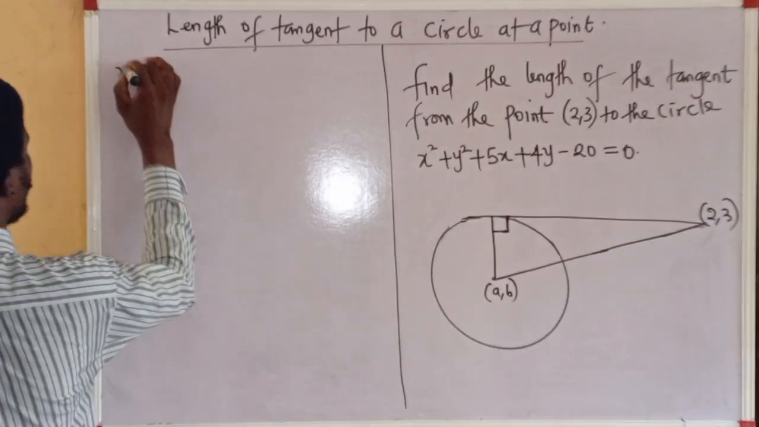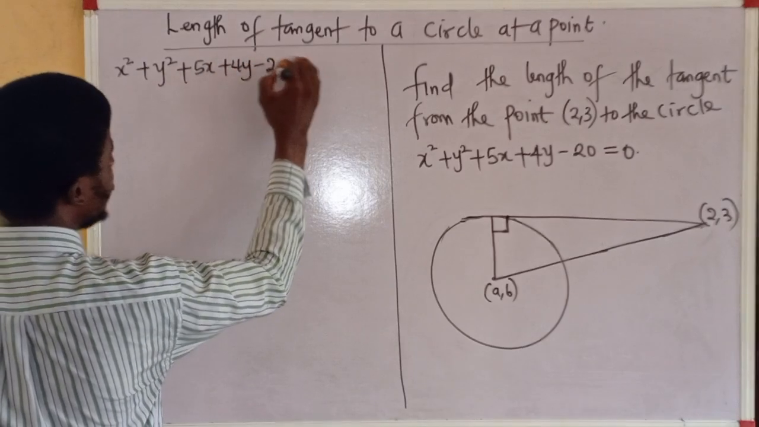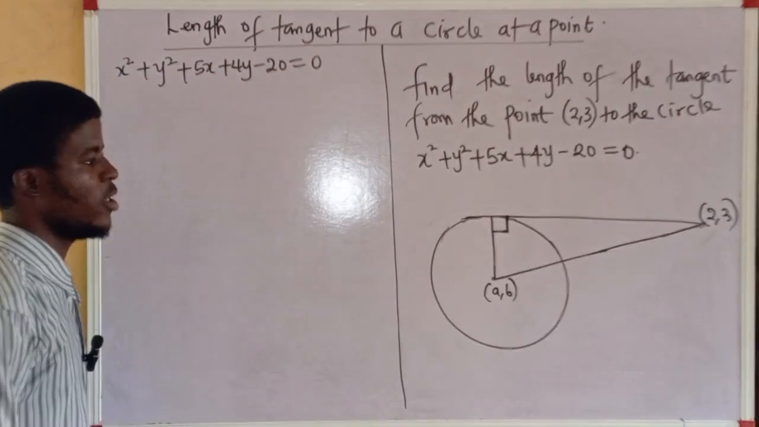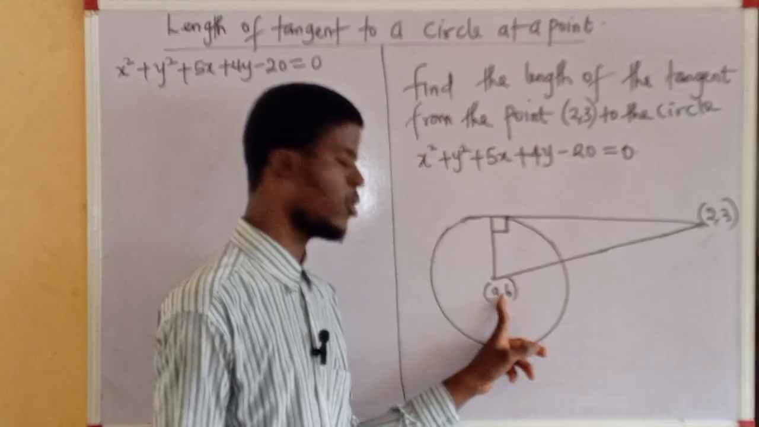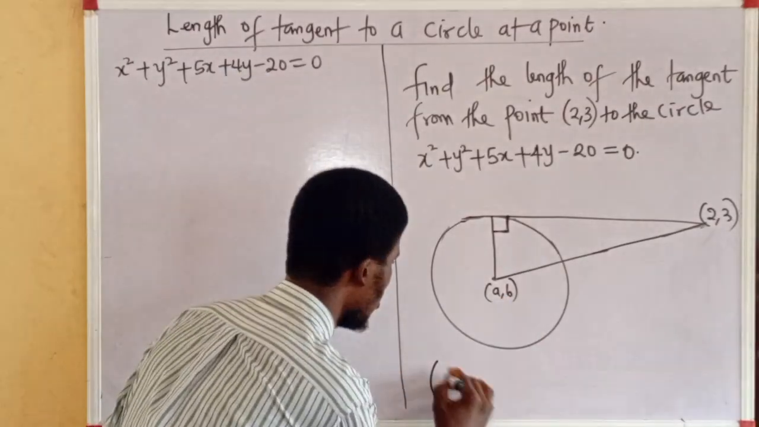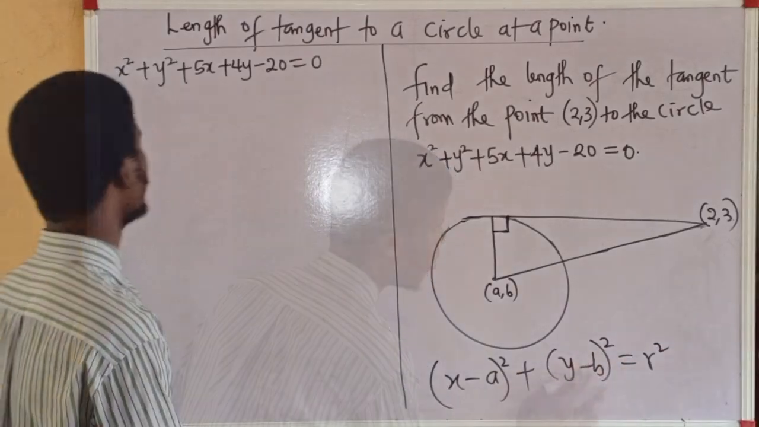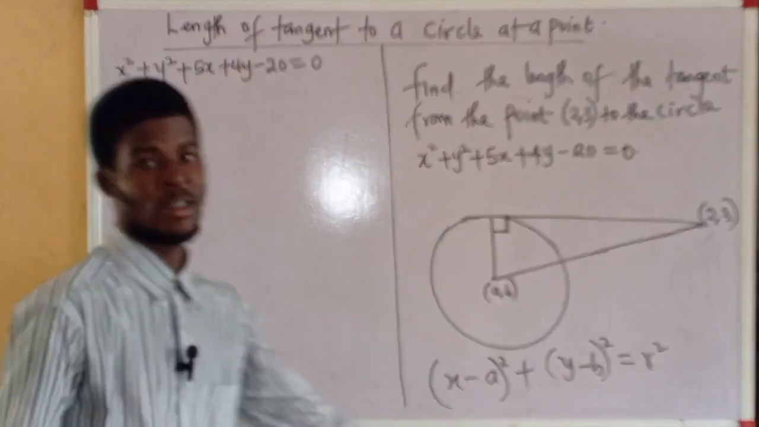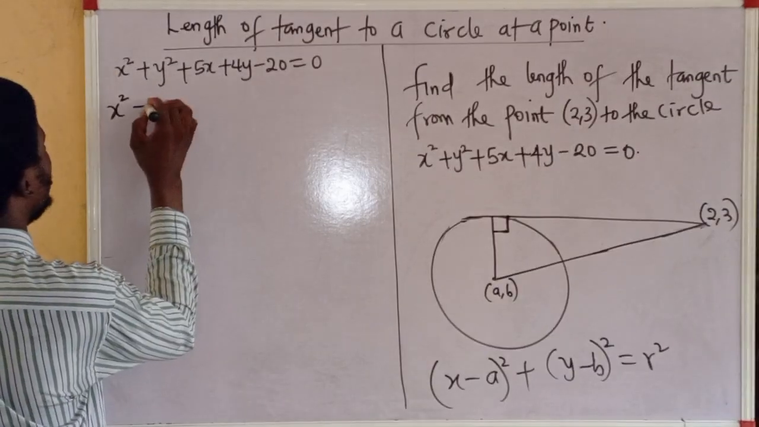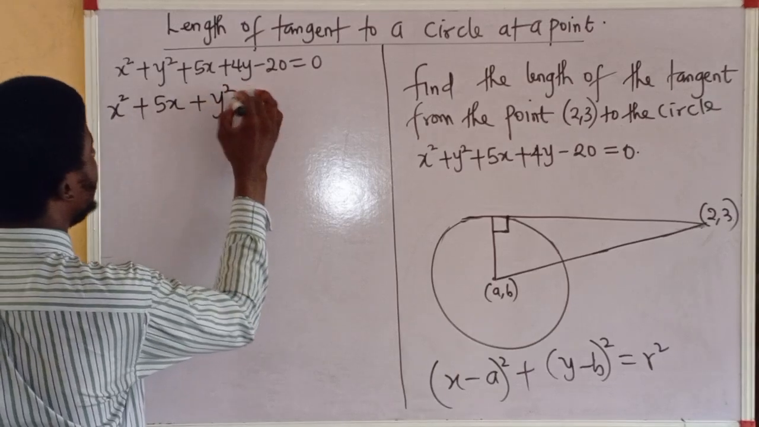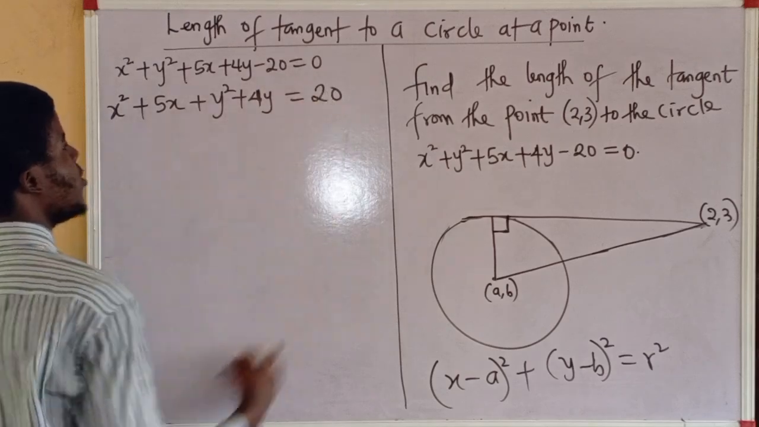The circle equation is x squared plus y squared plus 5x plus 4y minus 20 equal to 0. Remember the equation of a circle that has the center A, B and radius r: x minus a squared plus y minus b all squared equal to r squared. So we are going to write this equation to look like this. Now, what we do is this. We have x squared plus 5x plus y squared plus 4y equal to 20. The minus 20 will cross and turn to a plus 20.